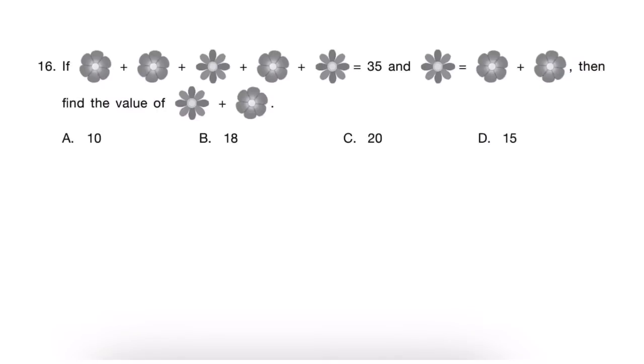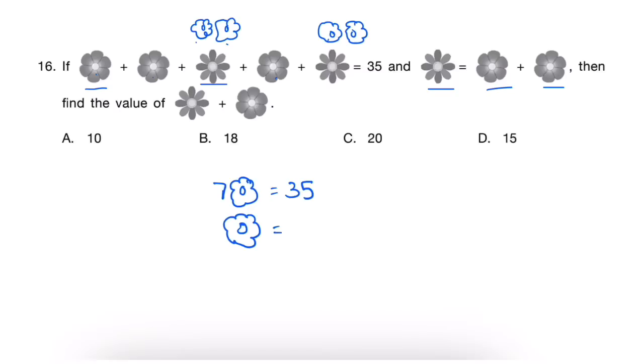Question 16. If flower plus flower plus flower plus flower plus flower is equal to 35 and flower is equal to flower plus flower, then find the value of flower plus flower. There are two different types of flowers, this one and this one. The value of this flower is equal to two types of these flowers. Means we can assume it as two flowers here and two flowers here. So 1, 2, 3, 4, 5, 6, 7. So 7 of these flowers is equal to 35. So the value of one flower is equal to 35 upon 7, that is 5.